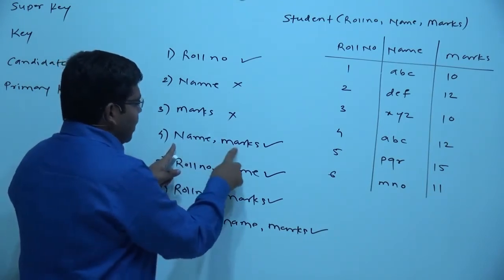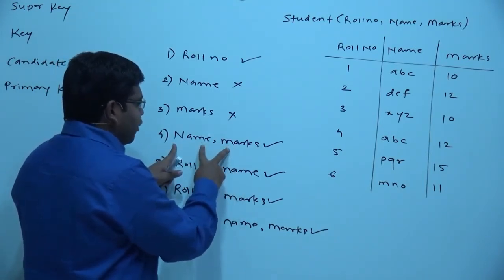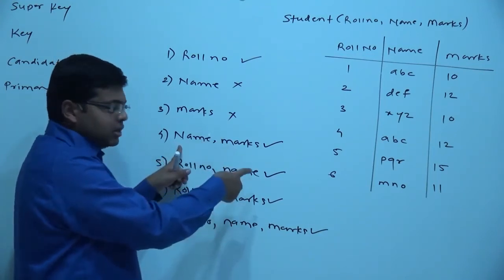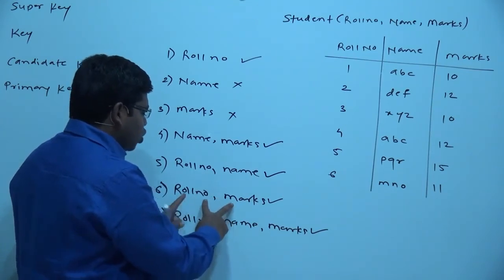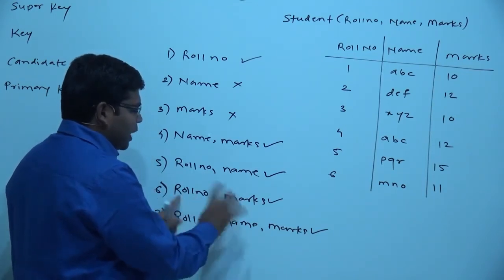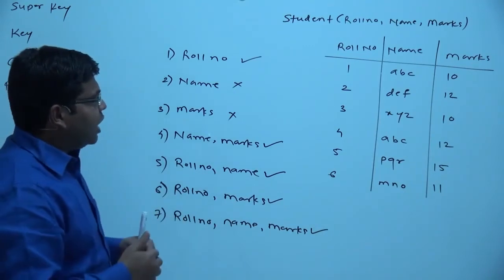When we say name and marks is a key, no 2 rows have same combination of values for name and marks. Whenever we have got roll number and marks, no 2 rows can have the same combination for roll number and marks. Now let me explain this with the help of an example.